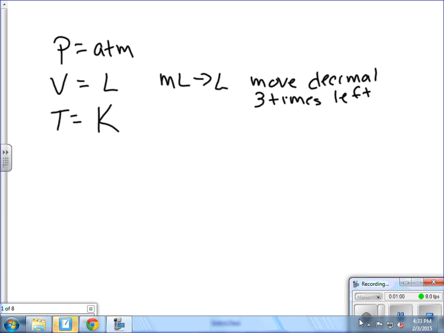Temperature. Usually the temperature is given to you in Kelvin. If it's given to you in Celsius, use this formula. That one shouldn't be new to you either, something that we learned in one of our earlier chapters.